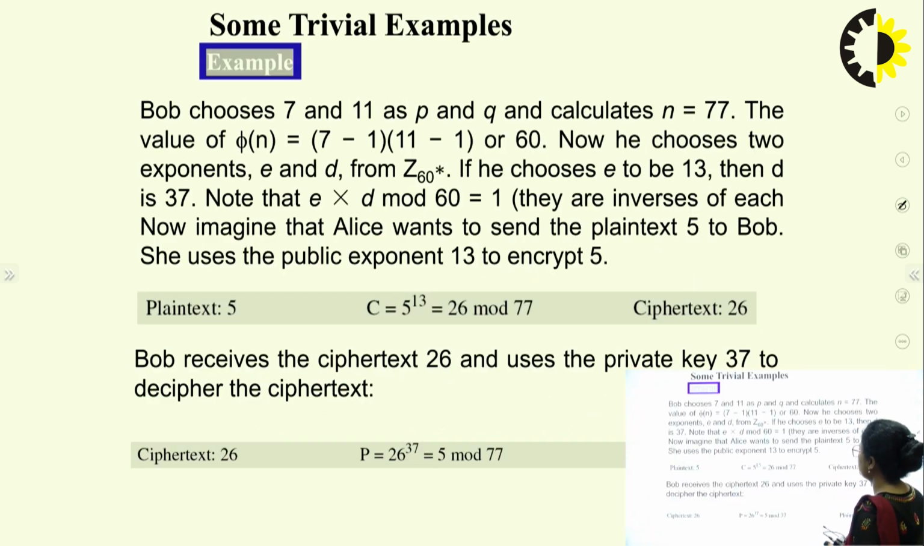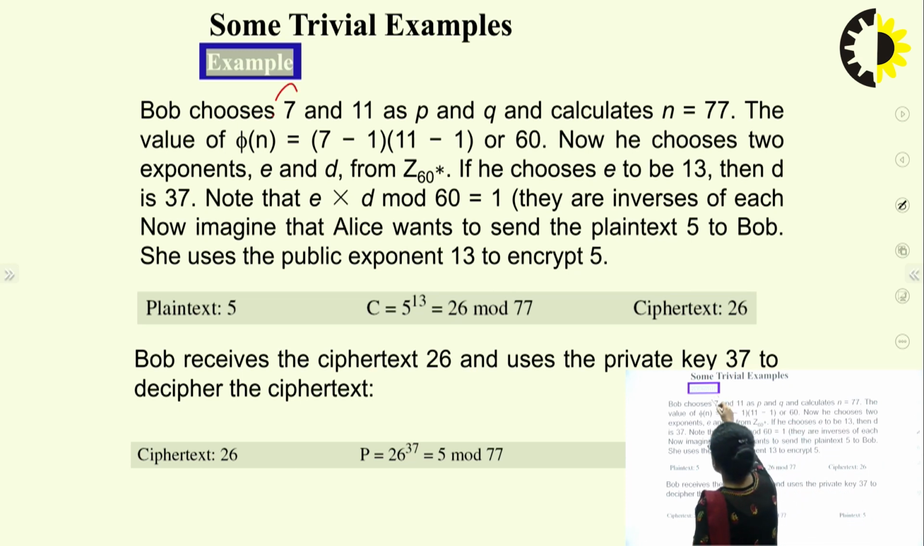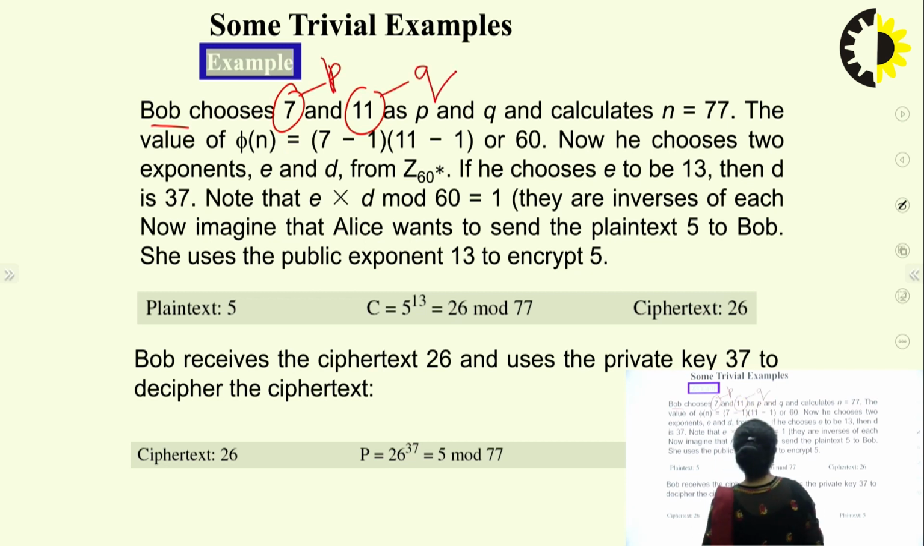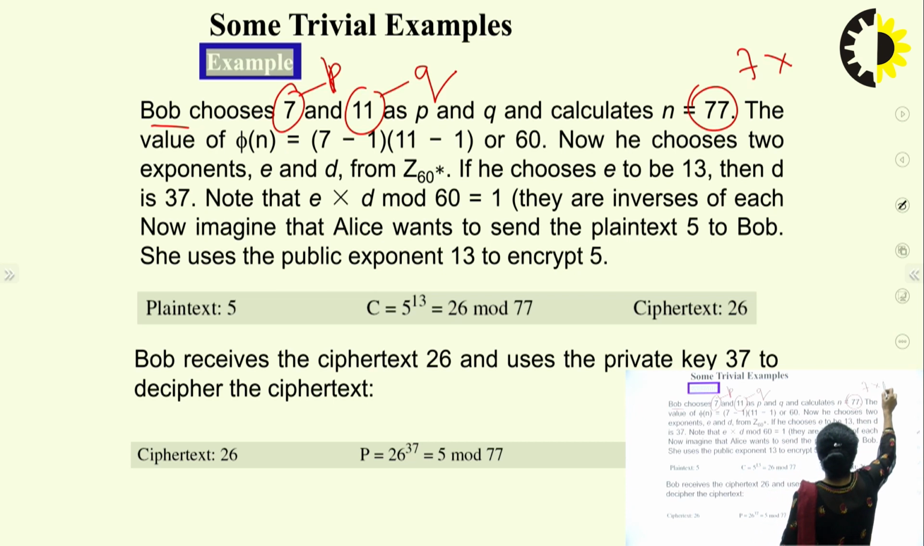So this is an example of where RSA is used. Let us say we have Bob, who chooses 7 and 11 as the two values of the two large numbers P and Q. Based on this, he calculates the value of n. What is n? n is the product of 7 and 11, so n is 77.